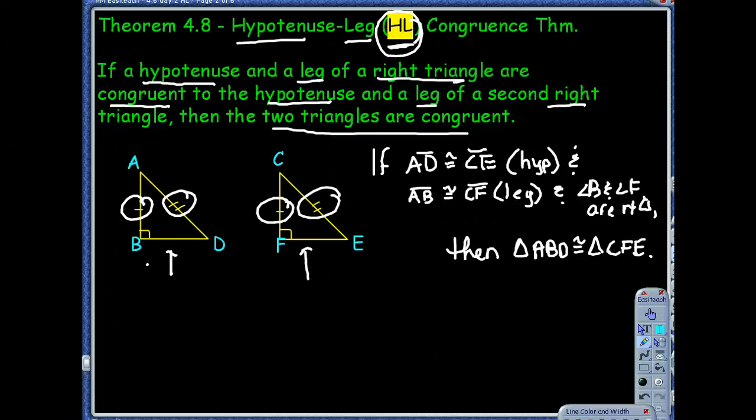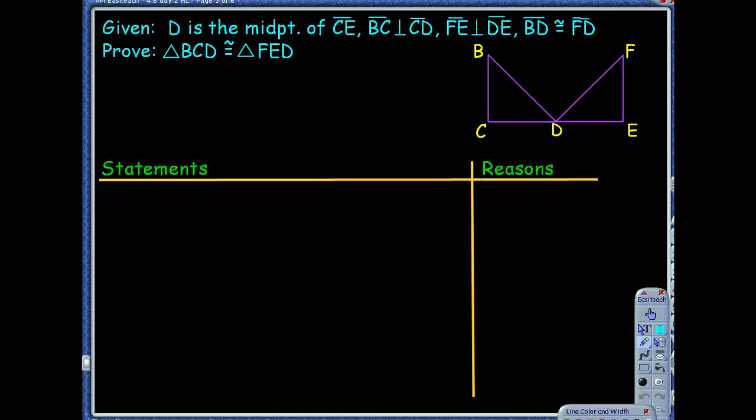Okay, so let's try some examples with it. We're going to jump right into a proof. On this proof, notice they give us that D is the midpoint of CE. I'm going to go ahead and write that down. We've seen midpoint quite a bit, so we know that's going to prove some congruent segments.